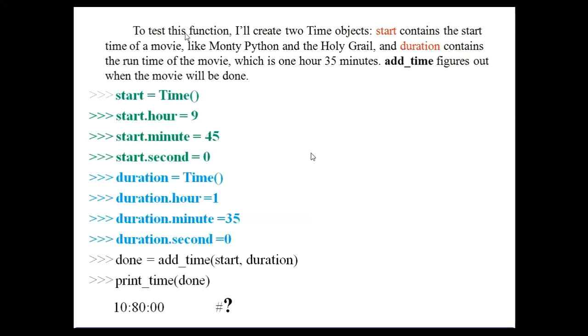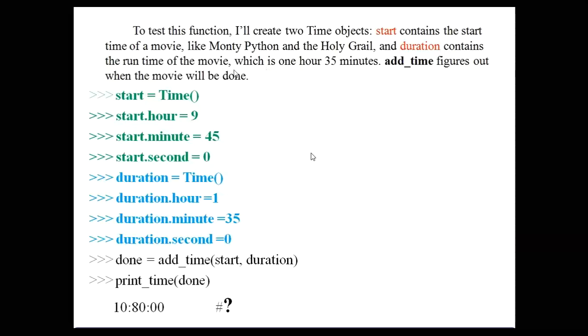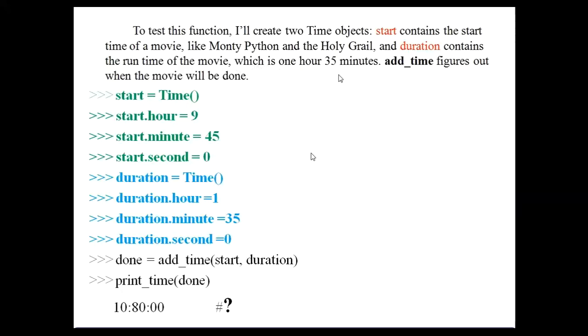In order to test this function, whether it is a pure function or whether it is going to modify those two objects, we will create two time objects. The first object is start. This start contains the start time of the movie. We will just assume the movie name is Monty Python and the Holy Grail. The second object is duration. That duration represents the runtime of the movie, which is 1 hour 35 minutes.